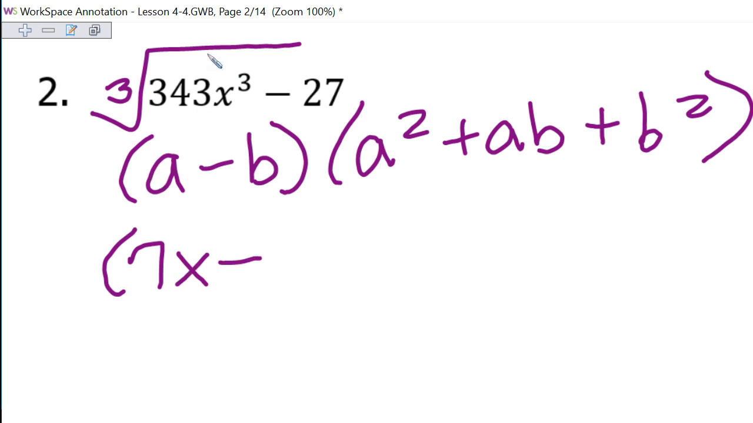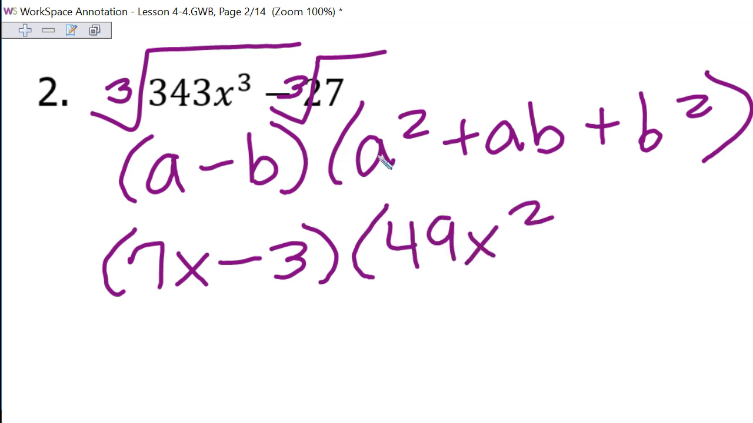And what's the cube root of 27? 3. Now take the 7x and square it. So what is 7x times 7x? 49x squared. And then we'll have a plus sign. And what does AB mean? Multiply these. So when you multiply 7x and 3, that gives you 21x. Put your plus sign. And when I take the 3 and square it, that gives me 9. So the binomial answer is 7x minus 3. And the trinomial is 49x squared plus 21x plus 9.